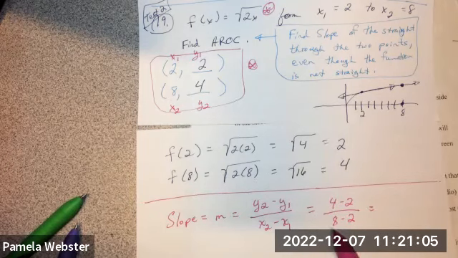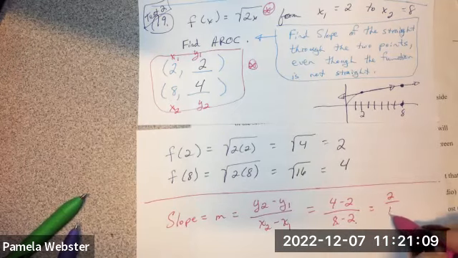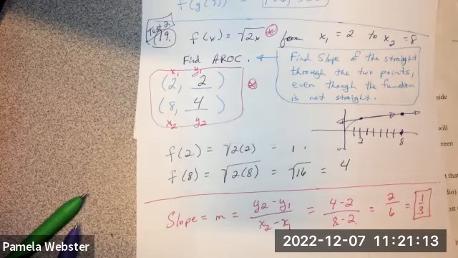I start with the 8 here because those 2 are in the same point. All right. So now 4 minus 2 is 2. 8 minus 2 is 6. 2 over 6 is 1/3. Okay. So my average rate of change between these 2 points is 1/3.